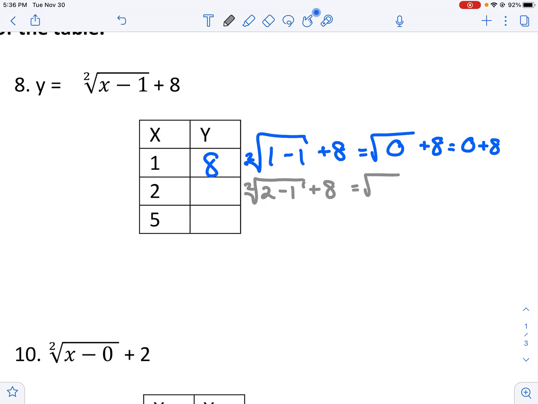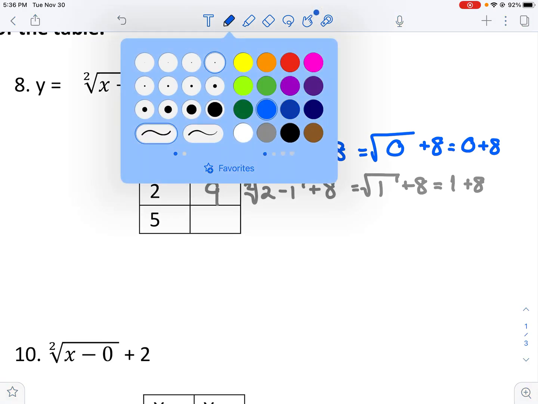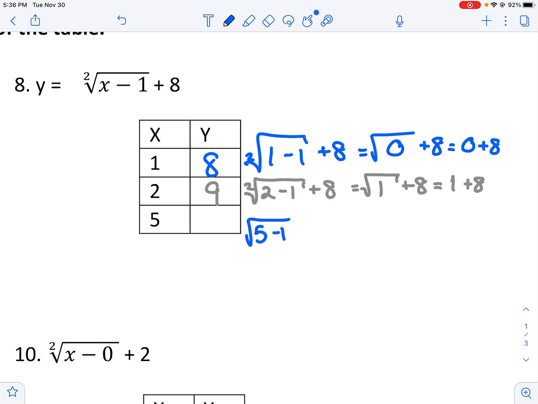So I can simplify 2 minus 1 inside the square root. And then I can simplify the square root of 1, which is just 1. And then I can take 1 plus 8 to get me 9. And if I did the same thing with 5, the square root of 5 minus 1, and then plus 8. Well, I can simplify 5 minus 1 is 4. I'll keep that plus 8. The square root of 4 is 2. Plus 8 gets you 10. So 2 plus 8 is 10.